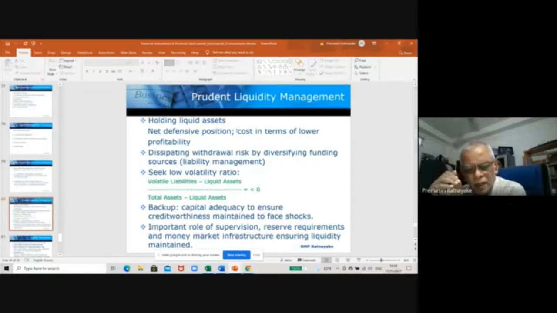In liquidity management, one could say financial institutions seek a low volatility ratio. This is expressed as volatile liabilities minus liquid assets, divided by total assets minus liquid assets. And the answer should be less than 0.